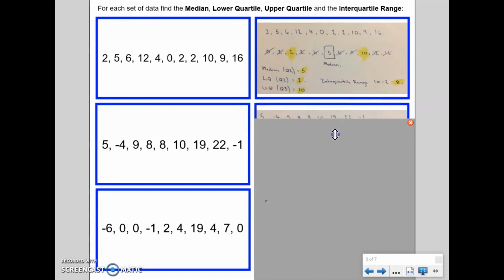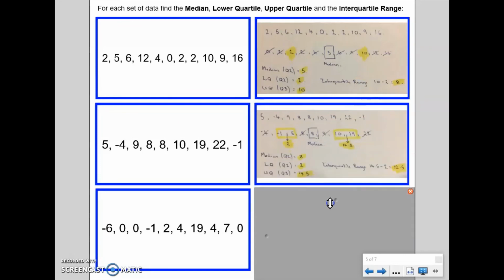Question 2, I'm going to present it in a very similar way. So I've written my data set in order from smallest to biggest. I found my middle value, my median being 8. Then when I looked at the data to the left-hand side, this time I am left with 2 values, -1 and 5. So I find the halfway point, I find the average of -1 and 5 to give me my lower quartile of 2.